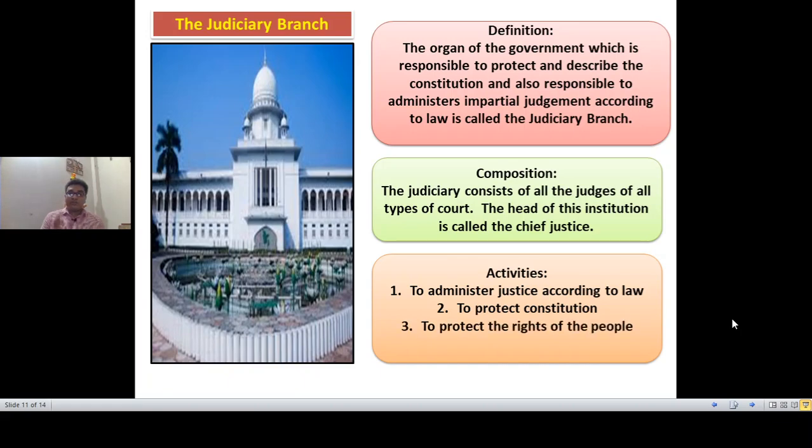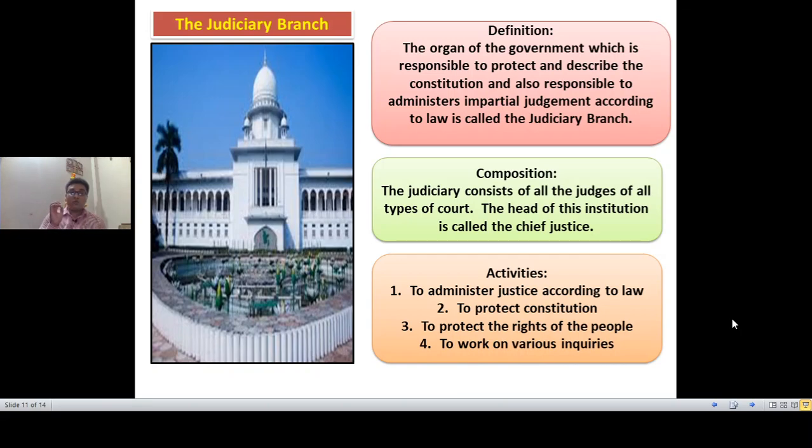Next one is to protect the rights of the people. This is one of the activities of the judiciary branch, and the judiciary branch can challenge the executive branch to ensure the rights of the common people.